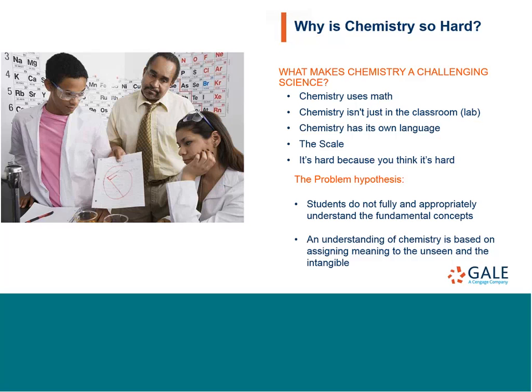Number 3, chemistry has its own language. You can't understand chemistry until you understand the vocabulary. There are 118 elements to learn, a lot of new words, and the entire system of writing chemical equations, which is its own special language. There's more to chemistry than learning the concepts.